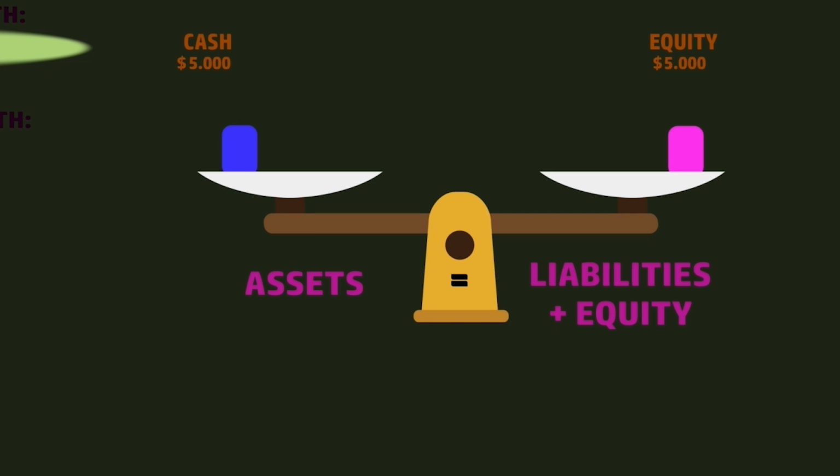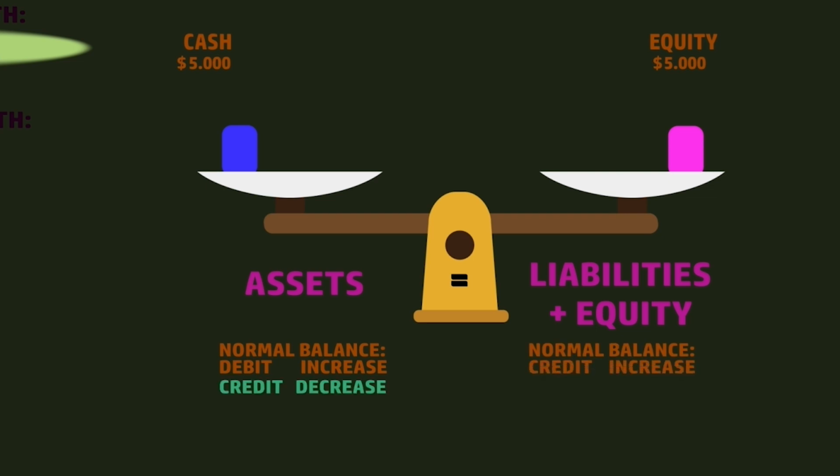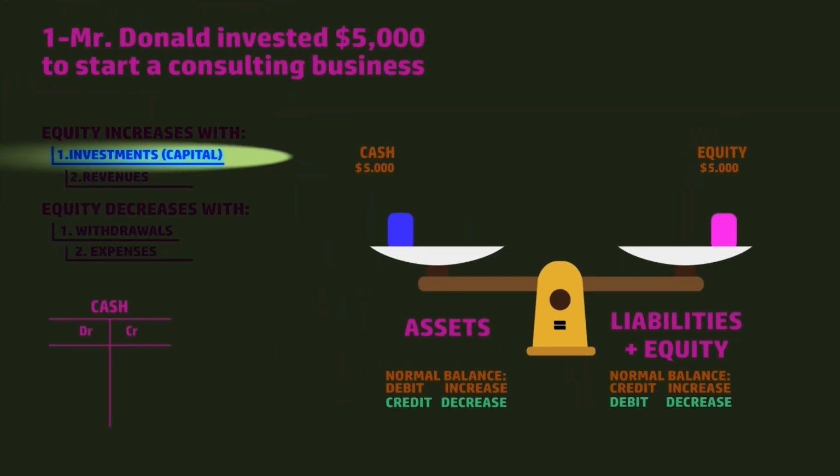Always, when you are thinking about increases or decreases, imagine this scale and verify that it's in balance. For the asset side, we use debit to record an increase because the normal balance for the assets is debit. And for the equity, we use a credit for an increase because liabilities and equities have a normal credit balance. So we debit cash by $5,000 and credit capital by $5,000.